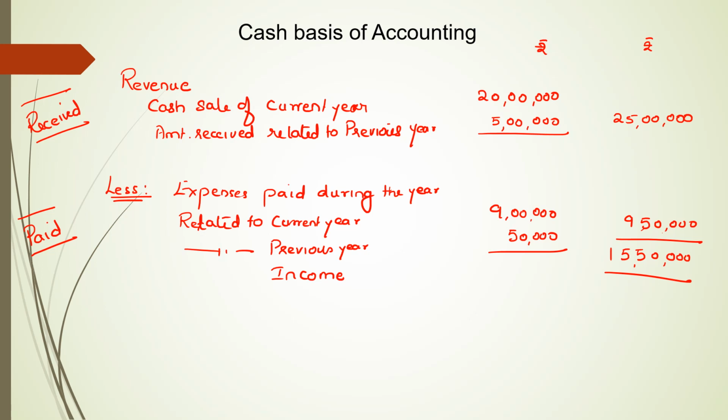But what is the intention behind accounting? To get to know what is the actual profit or the loss of the business for an accounting period. So you want only what is related to current year. What is the profit or loss? You don't want to mix up the current year and the previous amounts and arrive at the income. So cash basis of accounting does not give you the true picture of the income.